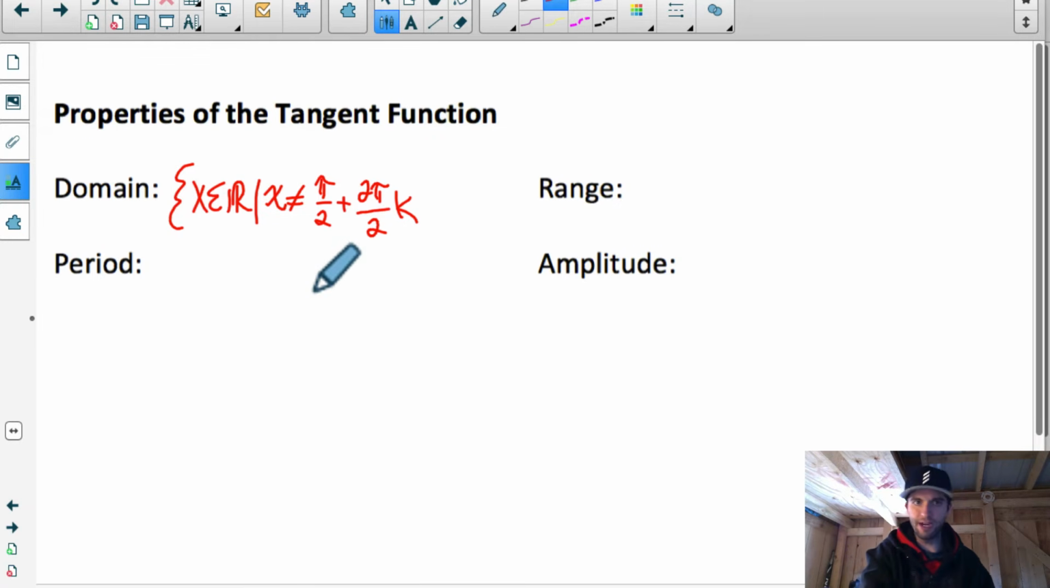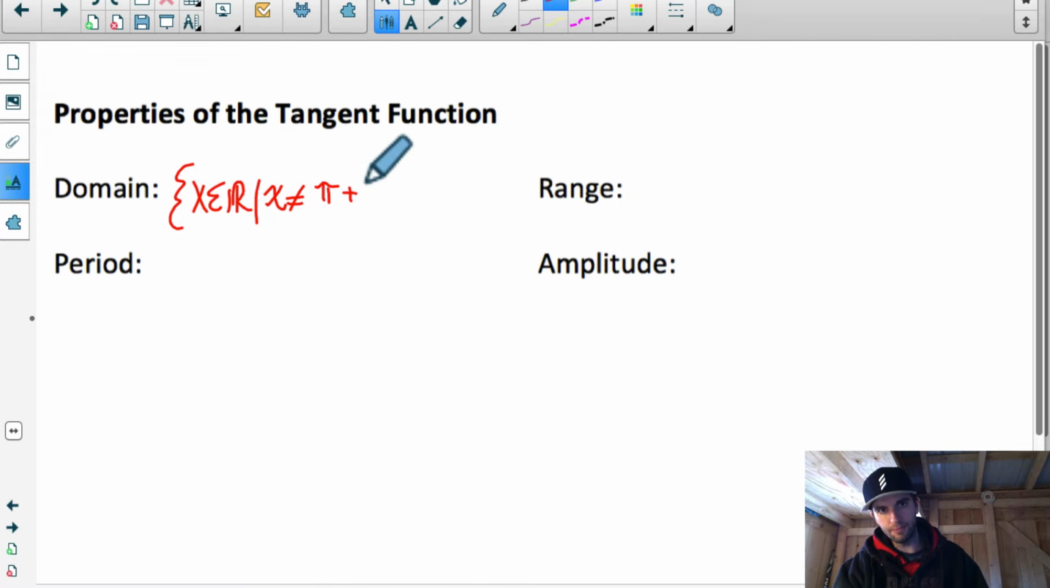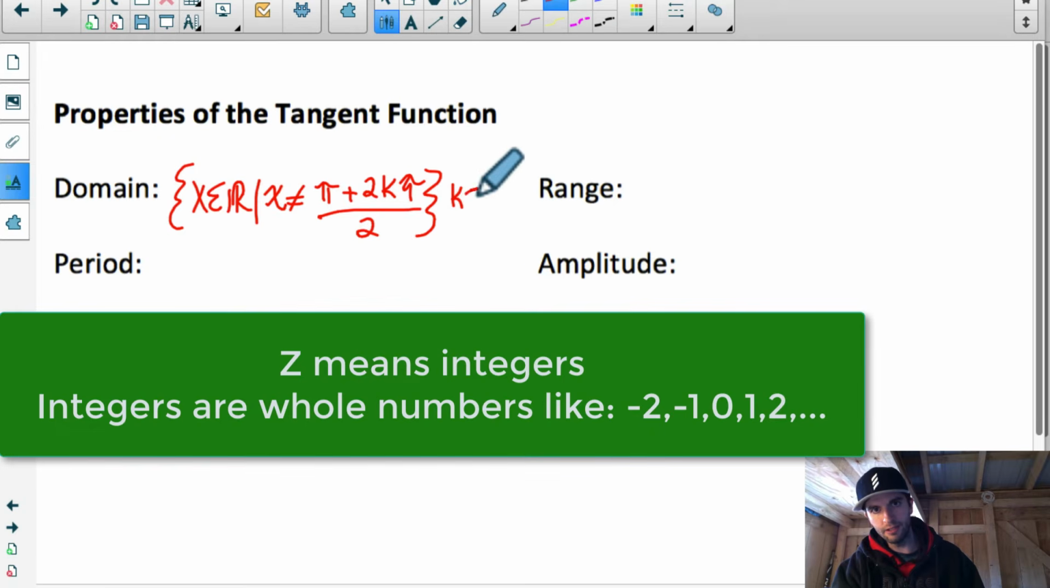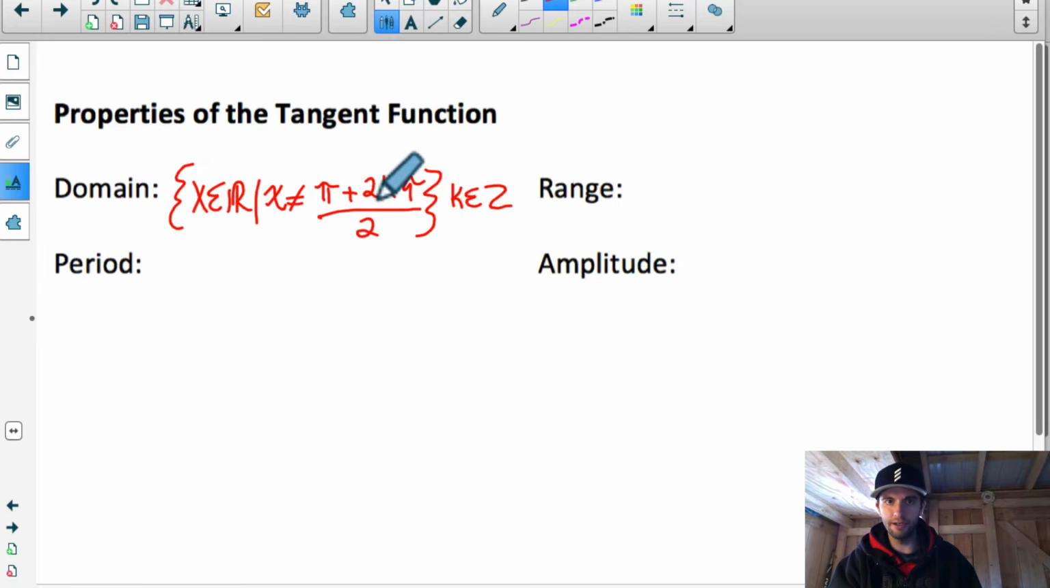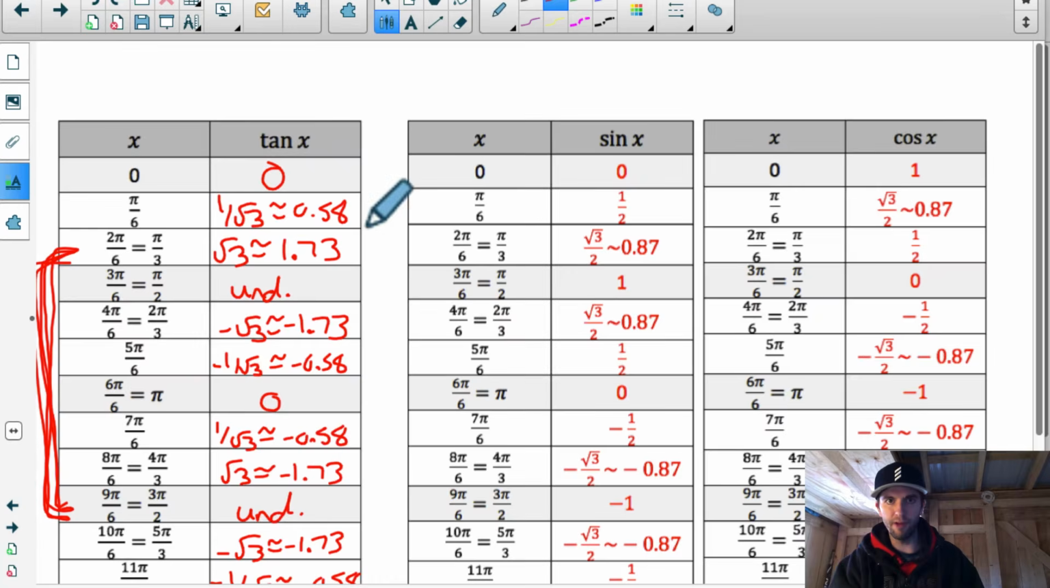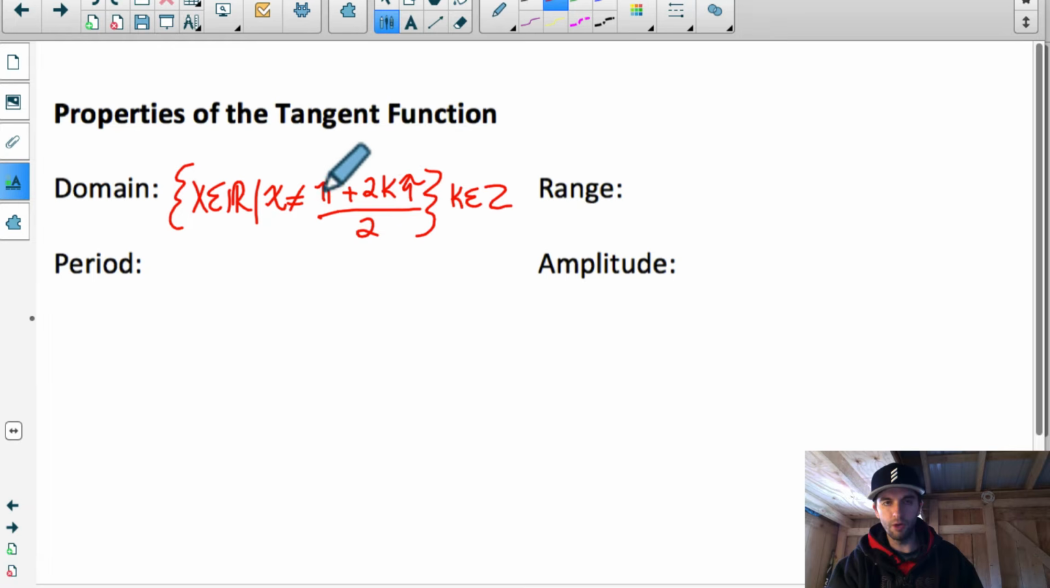So I could combine these fractions and make it look like pi plus 2k pi over 2, and I would say where k is an element of the integers. If you plug in any integer value for k into this equation, say we plug in 1 for k, pi plus 2 pi is 3 pi over 2. We notice that there, at 3 pi over 2, there's an asymptote. How about if I plugged in negative 1 for k? Pi minus 2 pi is negative pi over 2. Notice there's an asymptote there. So that summarizes the domain.